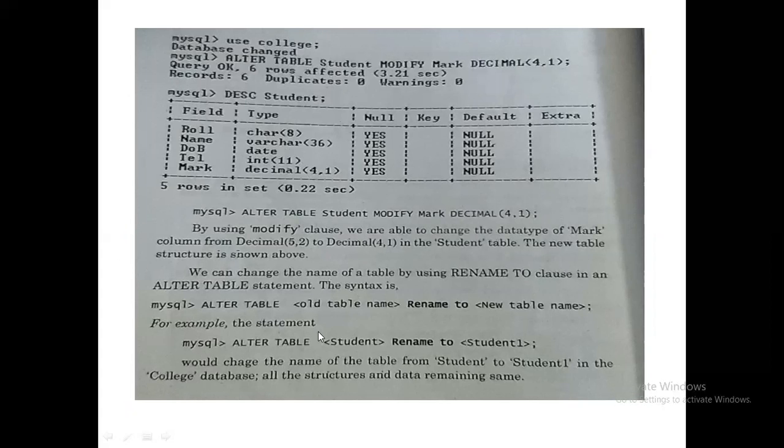By using the modify clause, we are able to change the data type of the marks column from decimal 5.2 to decimal 4.1 in the student table. The new table structure is shown above. We can change the name of the table by using the rename to clause in an alter table statement. The syntax is alter table, table name, rename to new table name. So alter table student rename to student one. So we can change the name of the table also.